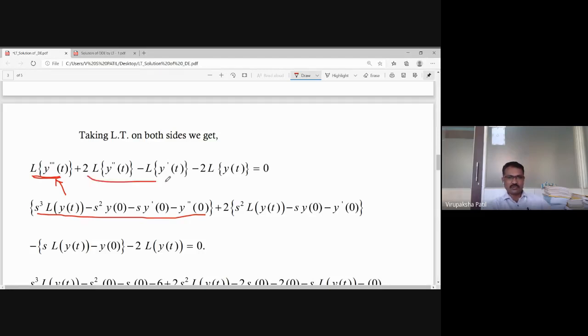Now this 2 I'll keep as it is. Now we'll write the expression for the next term: 2 as it is, into bracket s square into L of y of t minus s into y at t equal to 0 minus y dash at t equal to 0. This is the expression for this. Now we'll substitute the expression for the next term: minus, as it is, s into L of y of t minus y at t equal to 0. Then this term we keep as it is.